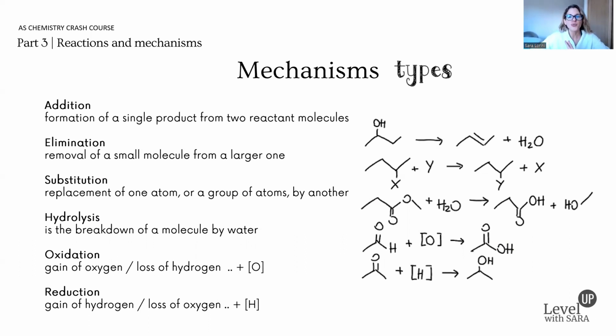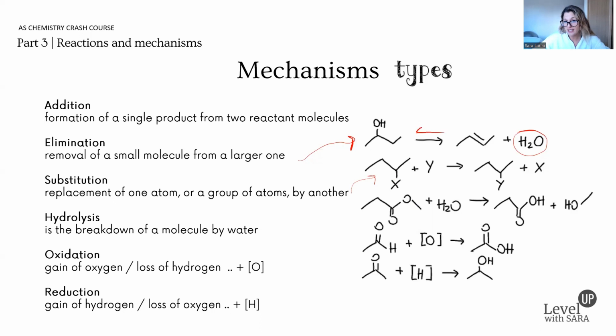Looking at the first one, we notice that we start with 1 reactant and we end up with 2 products. So something has been removed from the whole molecule. In this case, it is water. Therefore it would be elimination. We remove a small molecule from a larger one. In the second one, we can clearly observe that X has been substituted by Y, so Y has taken its place. So it must be a substitution. It's important to do this type of analysis to understand the type of mechanism.